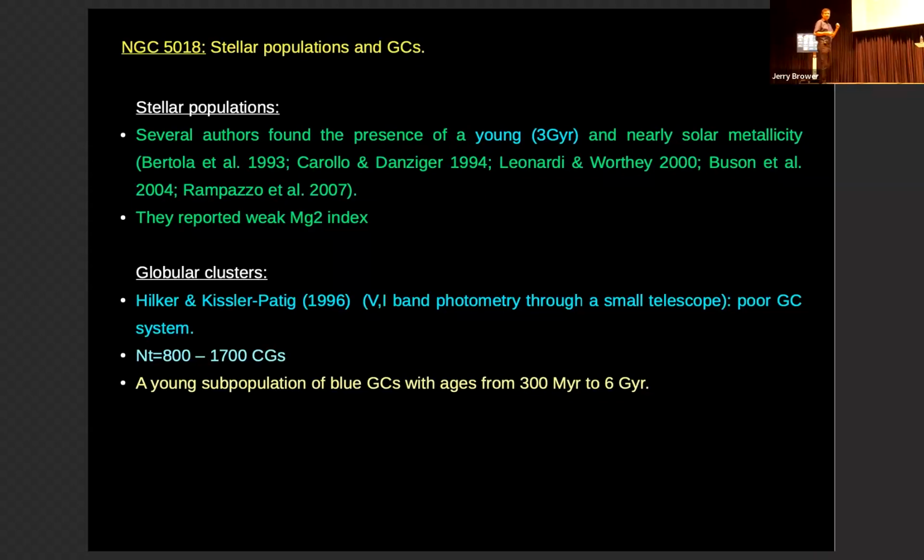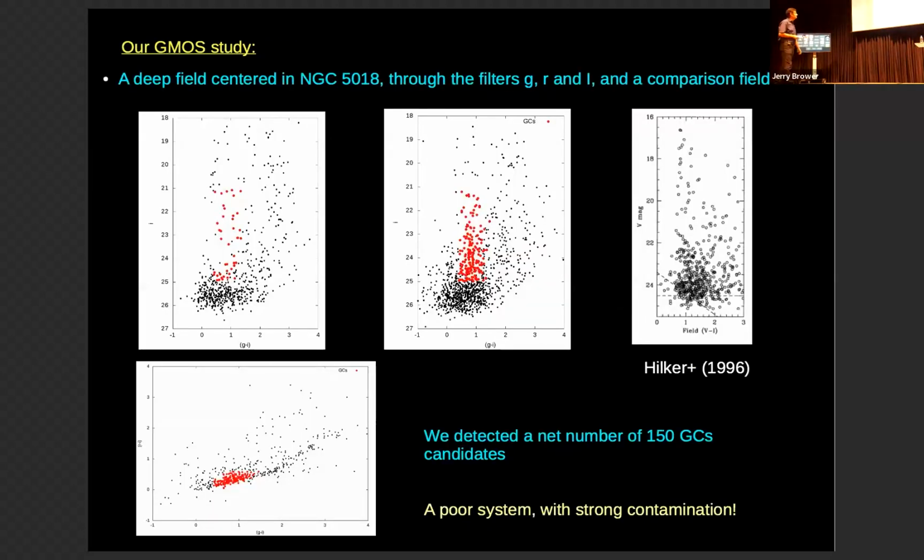And they suggest that the globular clusters in these galaxies are very young. We obtained a GMOS field on this galaxy and a comparison one. The comparison field is here, the science field is here, and you can see that we detect the globular cluster system of this galaxy, and it looks very, very poor.